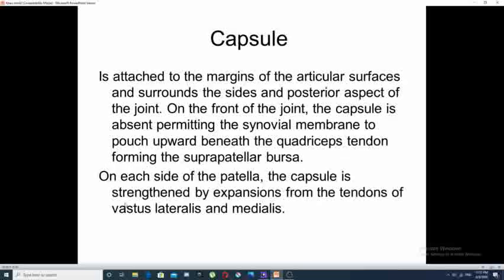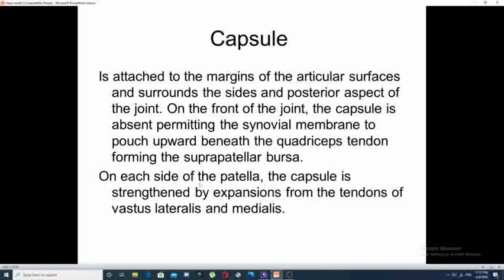Since it is a synovial joint, from the outside it is covered by a capsule. The capsule of the knee joint is attached to the margins of the articular surfaces and surrounds the sides and posterior aspect of the joint. In the front of the joint, the capsule is absent, and this permits the synovial membrane to pouch up beneath the quadriceps femoris tendon, forming what is called the suprapatellar bursa.